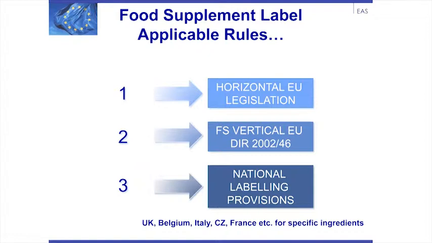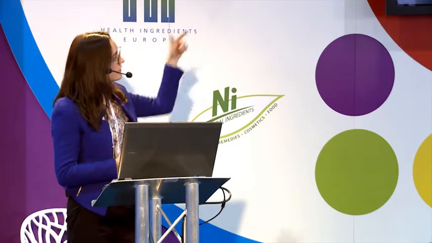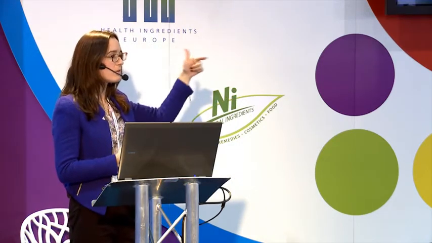Here I put an example. Let's take Belgium. They have a list of plants to be used in food supplements. And in that list, you will find specific warning statements for certain botanical extracts. So again, you have to know that and put this warning statement on your label. So you see, you have to combine all these different pieces of legislation in order to have your complete picture of what your food supplement label is and how to make it compliant with EU and national legislation.